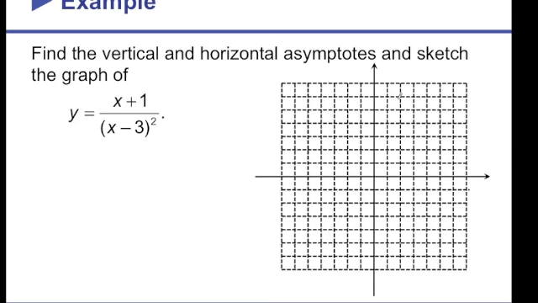Let's practice finding vertical and horizontal asymptotes. To find the vertical asymptote, we let the denominator of the fraction equal 0. That means x minus 3 equals 0, so x equals 3 is my vertical asymptote. And so, numbering the graph this way, we will have a vertical asymptote here at x equals 3.